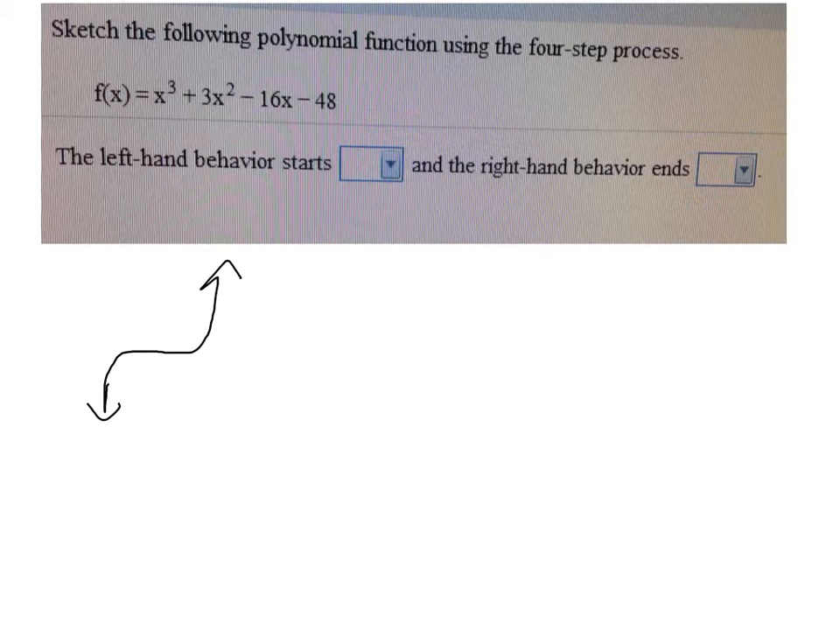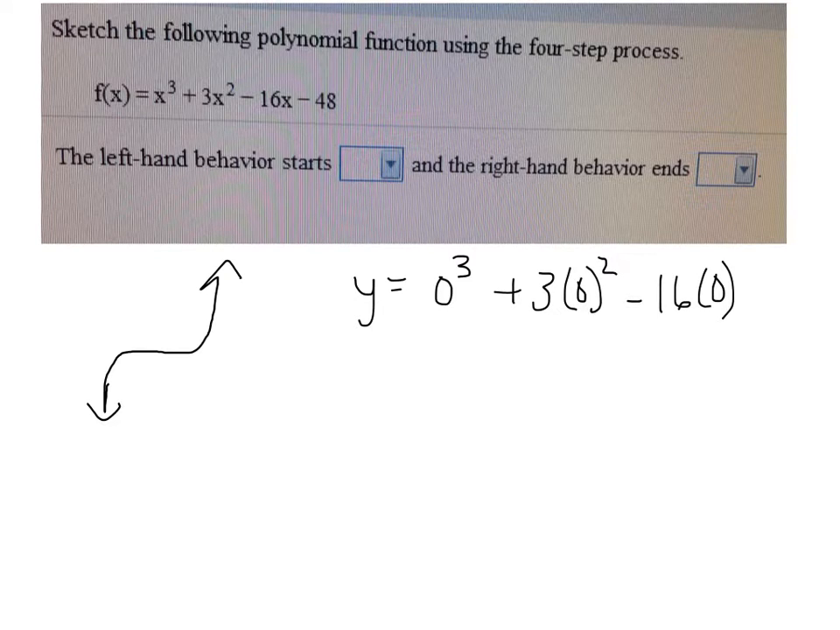Next, to find our y-intercept, we just have to plug in zeros for all the x's. So 0 cubed plus 3 times 0 squared minus 16 times 0, which all of these parts give us 0. So we're left with a -48, which is our y-intercept.